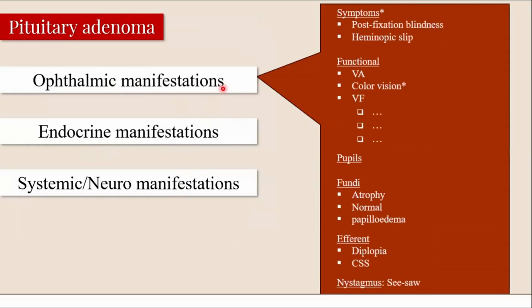When it comes to ophthalmic manifestations, we have 2 things here that I'm going to discuss right now: post-fixation blindness, you see this, or scotoma, and hemianopic slip. I wrote them under the heading of symptoms, but it's not accurate to say so, because a symptom is all about the patient's own words. The patient won't say, I have a post-fixation blindness. They usually describe it differently, okay?